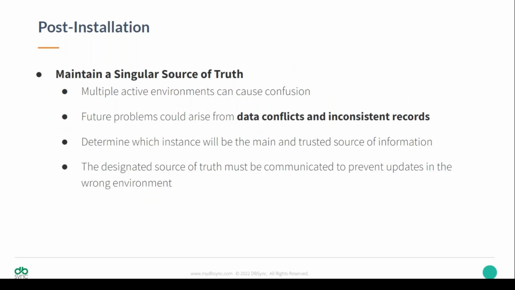Now, next is to maintain the single source of truth. Multiple active environments can cause confusion. Say you have 5 environments connected to your replication tools. Sometimes it might create conflict, especially when multiple environments are created at the same time. It is possible for data conflicts and inconsistent records to cause problems in the future. So you need to identify the Dynamics environment that will serve as the team's main and trusted source of information.